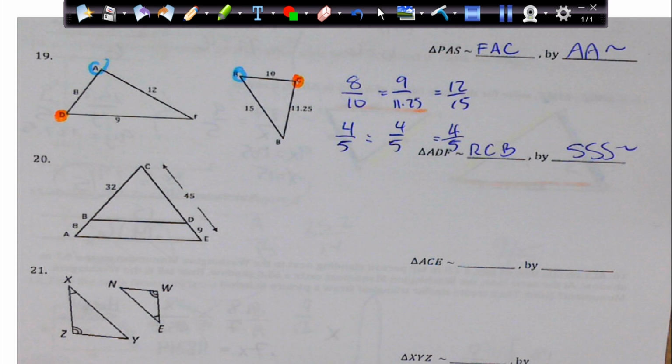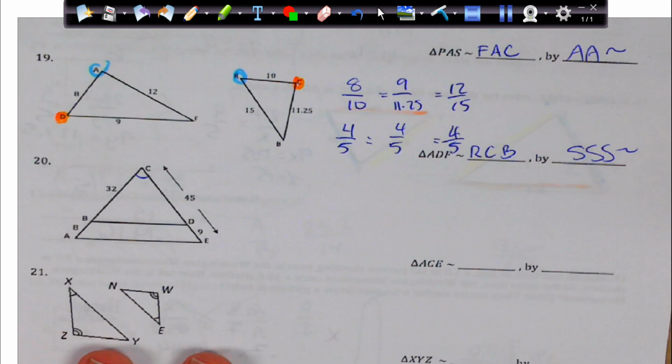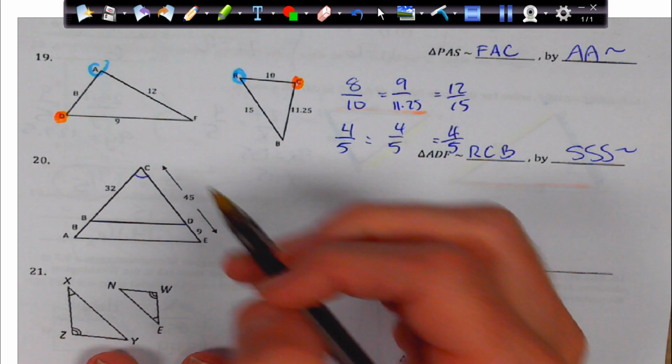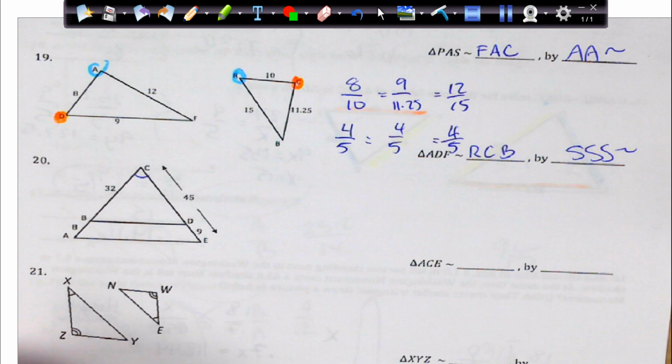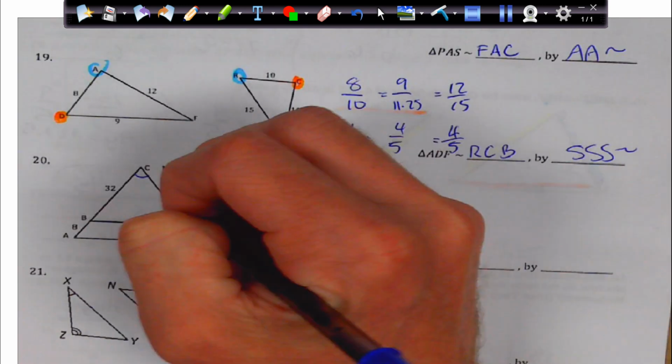All right, here I see sides, but there's a shared angle here, so I'm thinking it could be SAS. I don't have a third side, so it can't be side, side, side. And I don't see parallel lines, so it can't be angle, angle. So it's got to be SAS or nothing. So what we're going to do is, first of all, I got to find this length here, which is 45 minus 9. So we get 36.